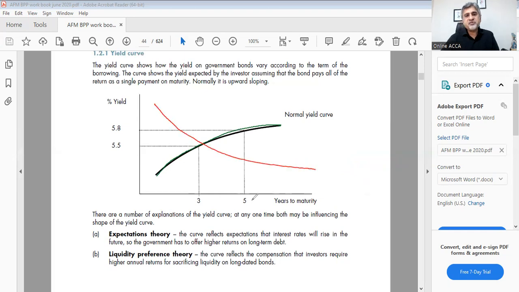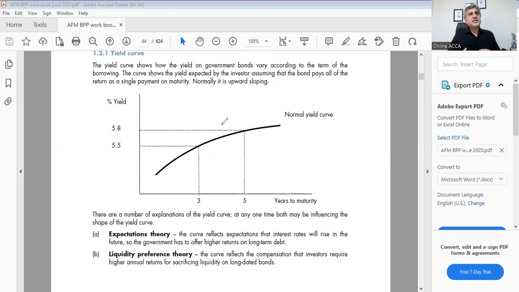A reverse yield curve means that in the short term, it is giving more, but in the longer period, it will be giving less. So for a 3-year period, it is giving 5.8%. For a 5-year period, it is giving 4.5%. This is a rare or unique situation, and we call it a reverse yield curve.